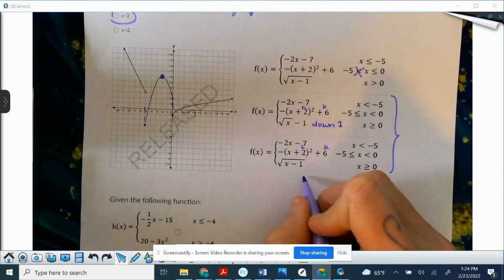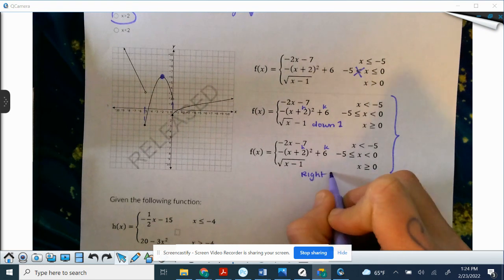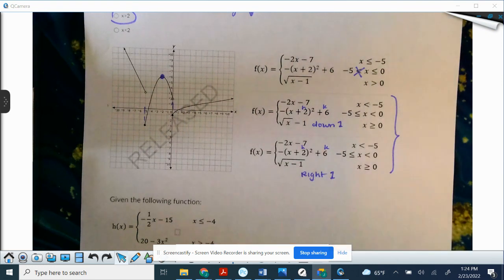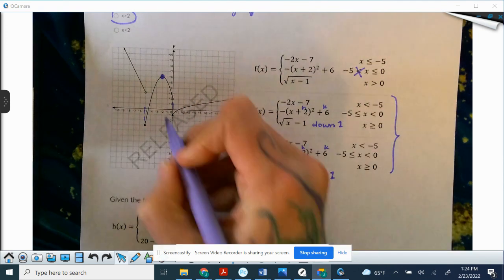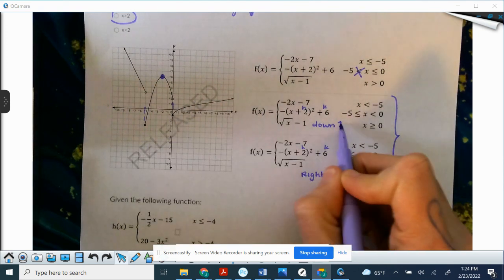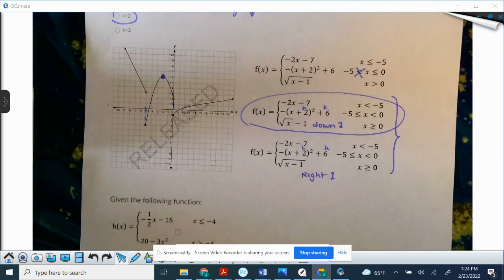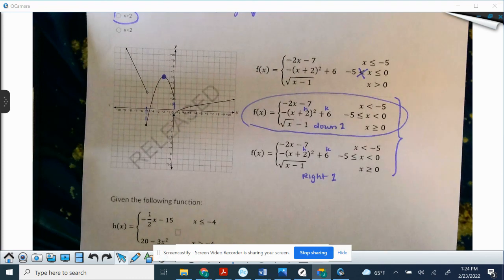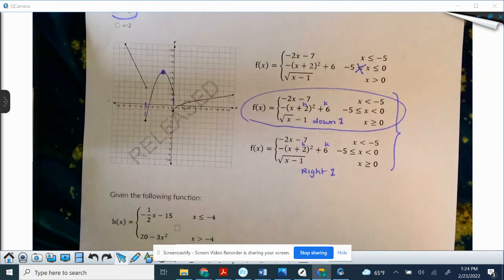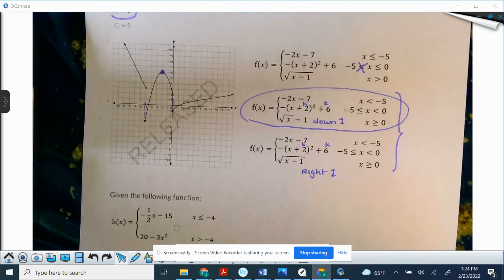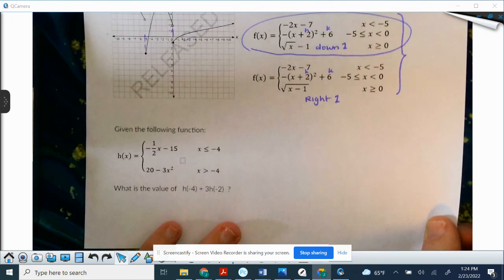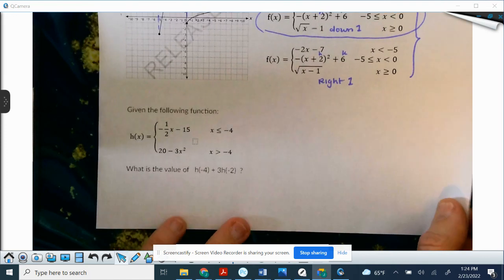This means it went to the right 1. And that's relative to its parent function, which should start at 0, 0. And in this case, it did go down 1. So this should be your correct answer. Is everybody okay with that? I know it's a throwback.